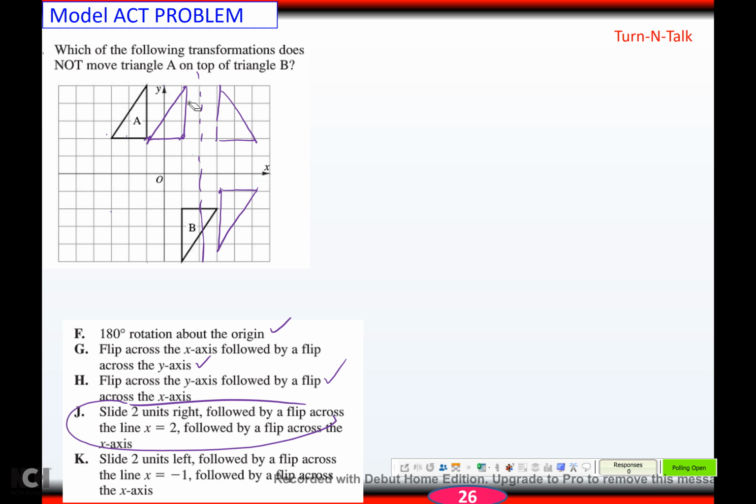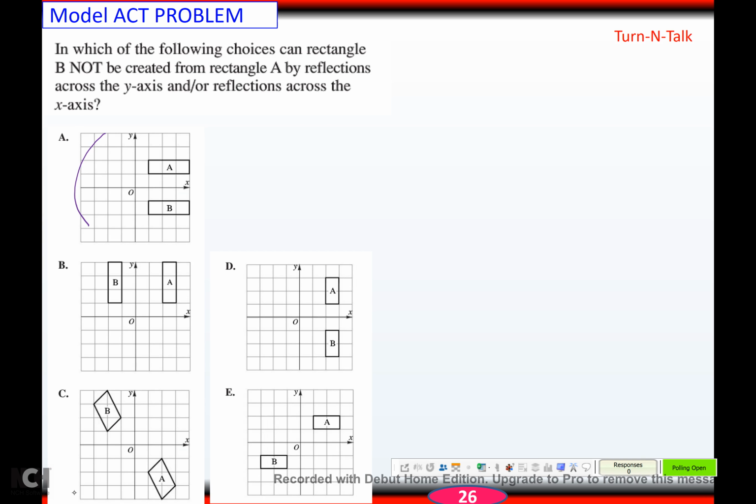And you could check K. If I slid left 2 units, 1, 2, so that would slide left 2 units, followed by a flip across the line x equals -1, which is right here. So to flip over this would put me to here. And then if I flipped across the x-axis, that would put me here. So that one would work also. Okay. And try this one. Hit pause. Come back when you're ready.